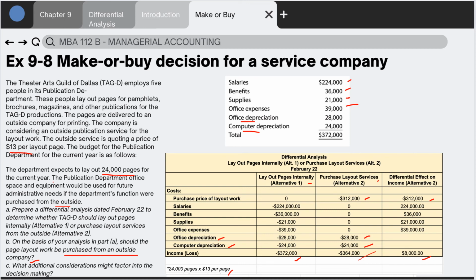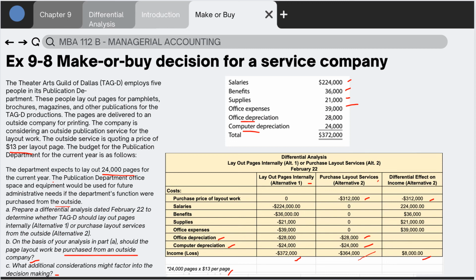So what additional considerations might factor into the decision making? I think in this case, if they are going to purchase the layout services at this price for that year, it's not a guarantee that it will be the same price in the long run. So the following year, or 2 to 3 years from the current year, this might increase, and that means it might be required to create another differential analysis if that happens.